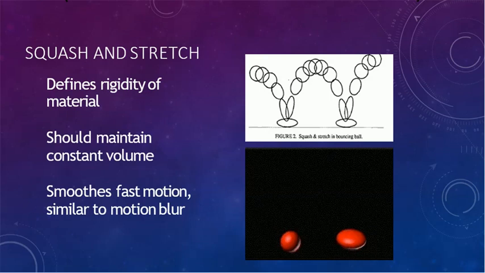Like if you throw a ball into the wall and the ball squashes and then comes back to you in the same original size and same original shape. So basically squash and stretch talks about if you throw any material or if you are showing the transition of any material from one movement to another, the object should come back to its original position and it should maintain constant volume, and it should be a smooth fast motion similar to motion blur.